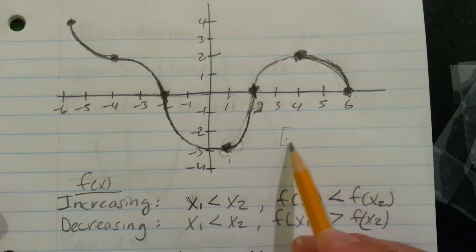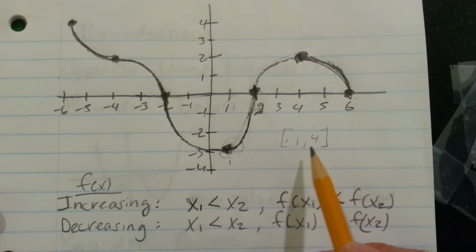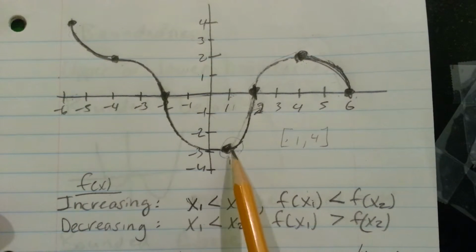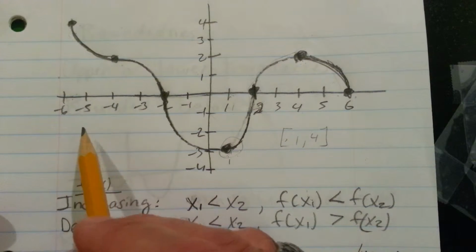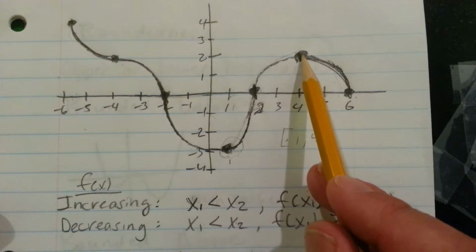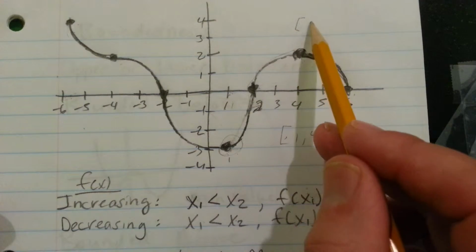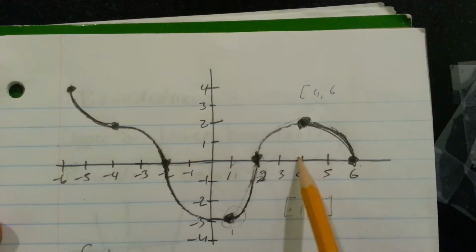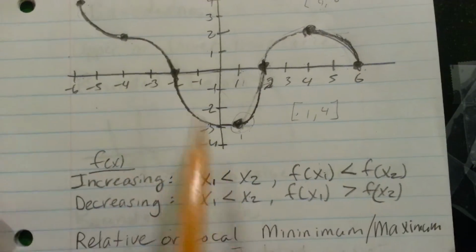So we could write that 1, 4. We're decreasing on two different intervals: from -6 all the way to 1, and also from 4 to 6. So from 4 to 6, we're decreasing on those intervals. So we use the x-axis to mark.